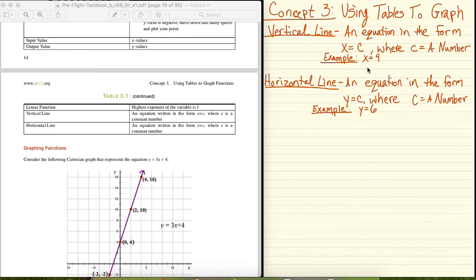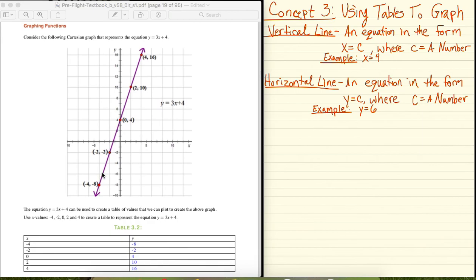So we'll talk about what makes a vertical line and what it looks like and how we can actually graph this x equals 4. A horizontal line is an equation in the form of y equals c, where c equals a number, so it's very similar, but it's y equals. So for example, you could have y equals 6. We'll go through a couple of these as well, as they're kind of unique lines to graph.